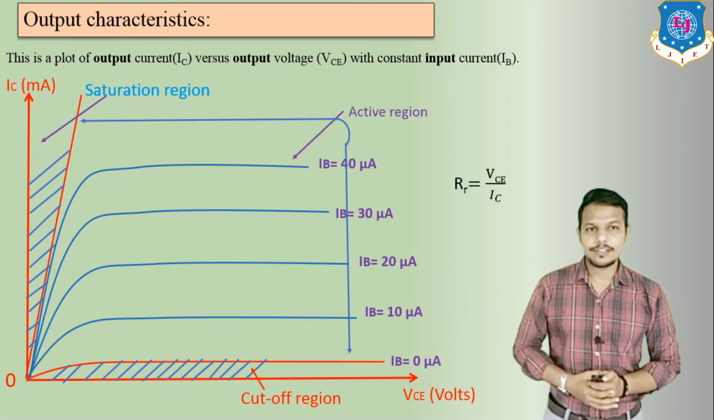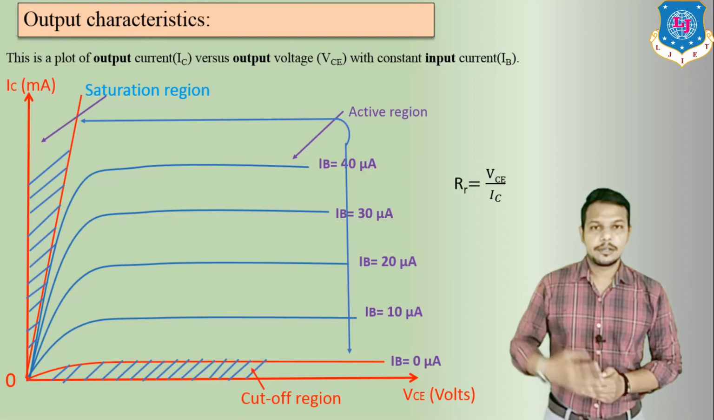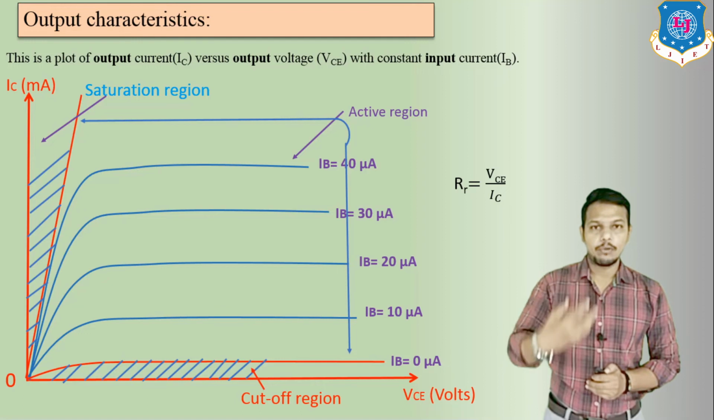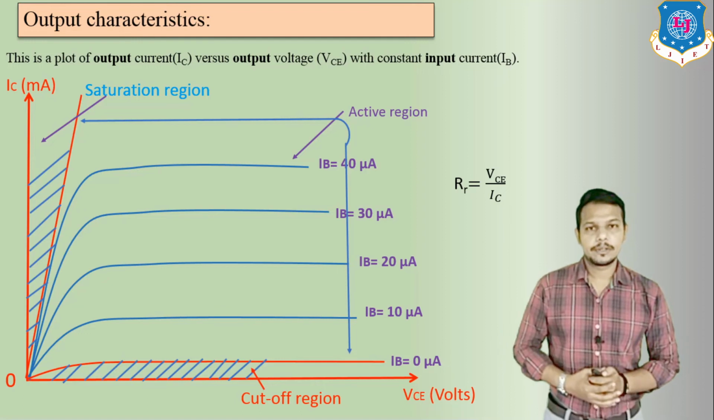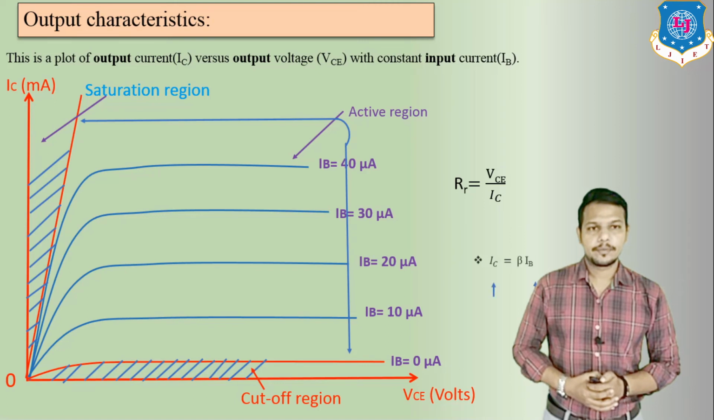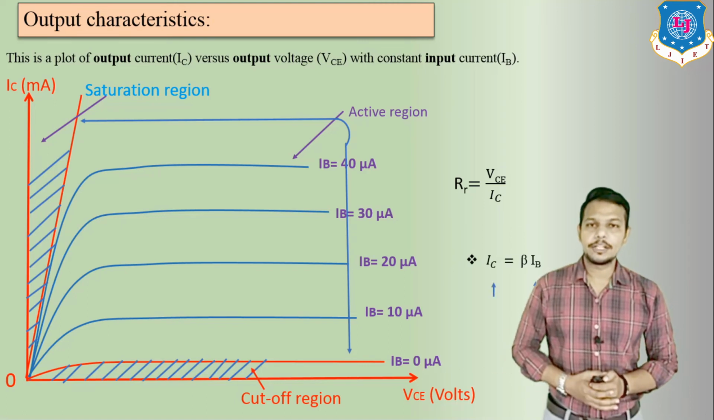So this is the reverse resistance. How can we find the reverse resistance? It is due to the voltage and current. So resistance is equal to the ratio of voltage VCE upon IC, and IC is equal to beta into IB.